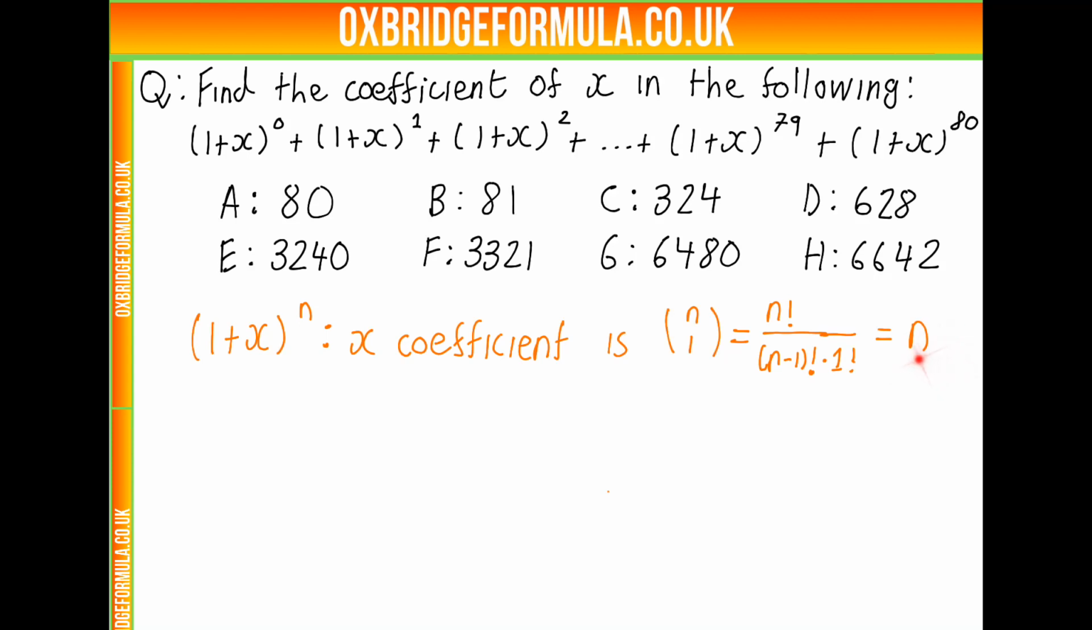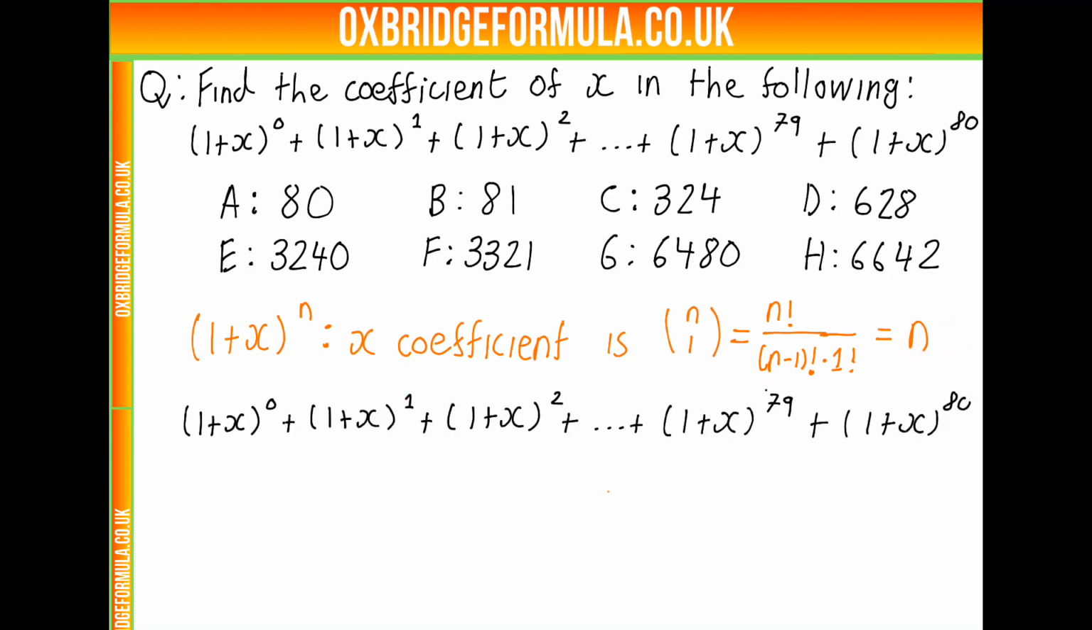So this is very helpful. If we copy down the original expression we started with, (1 + x)^0 + (1 + x)^1, etc., and let's look at the x coefficients in each one of these, and then add them up, and we'll get the x coefficient for the whole thing.